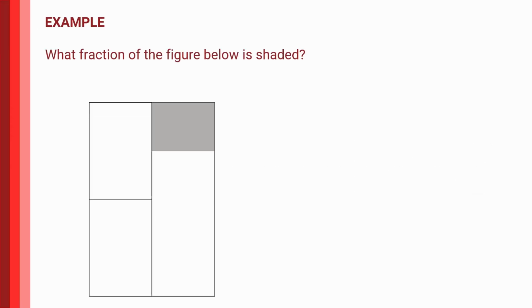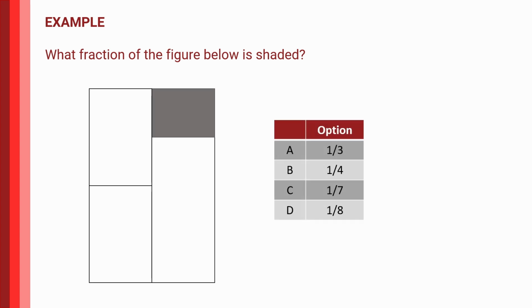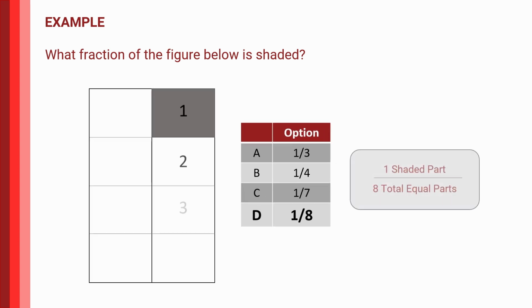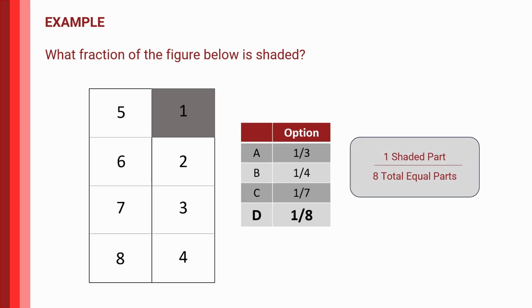In this grade 6 question, students are asked to identify the fraction of the shaded part. The correct answer is option D, 1 by 8. One shaded part as the numerator and 8 total equal parts as the denominator. Now look at the wrong options.